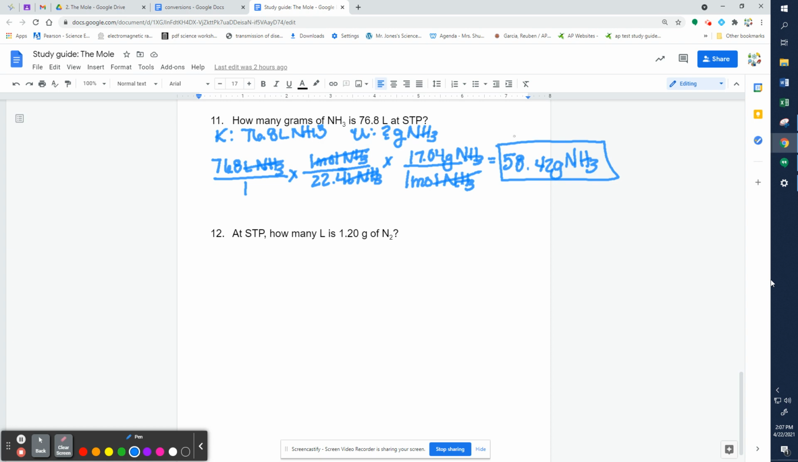Very last problem. How many liters is 1.20 grams of N2? My known, 1.20 grams of N2. My unknown, question mark, liters. So I'm going to start with 1.20 grams of N2 over 1.